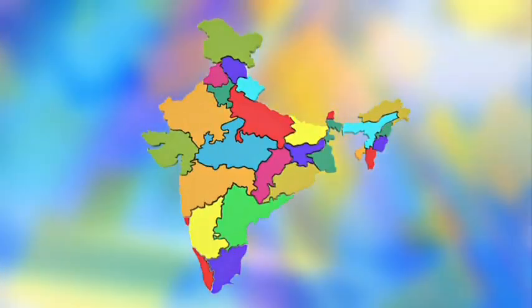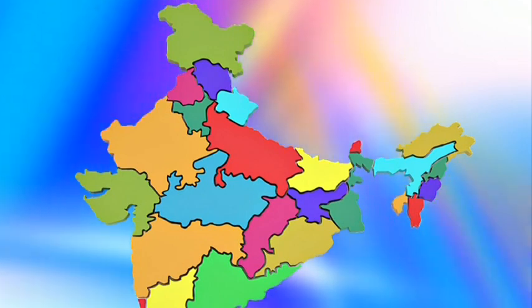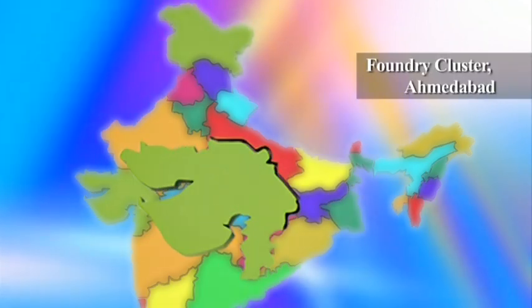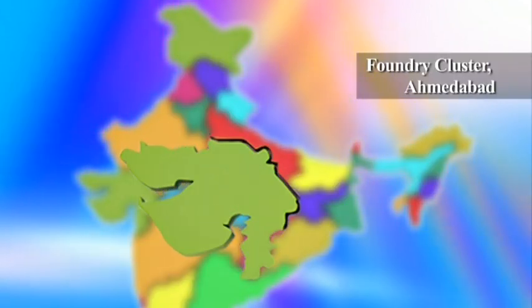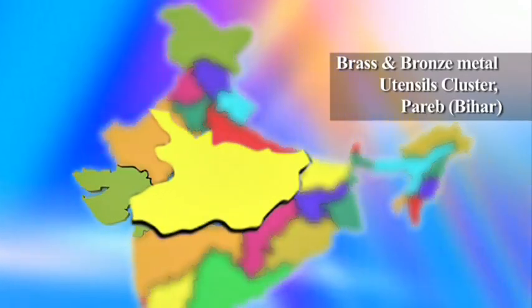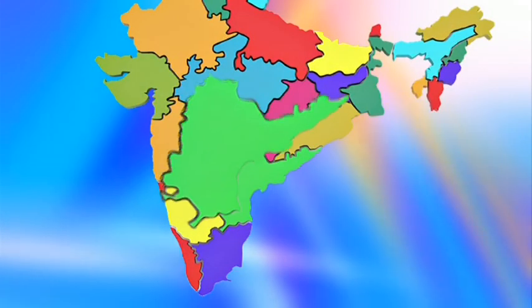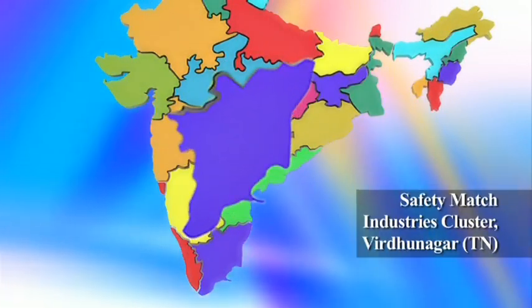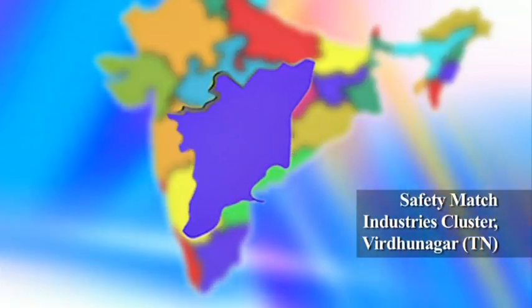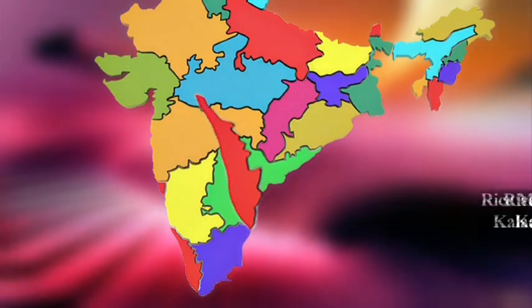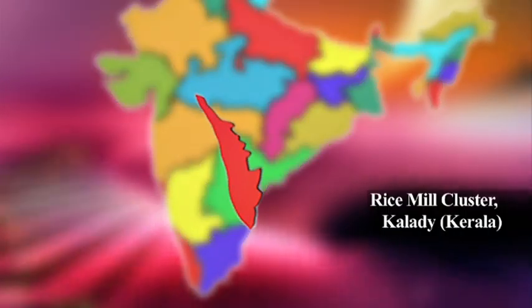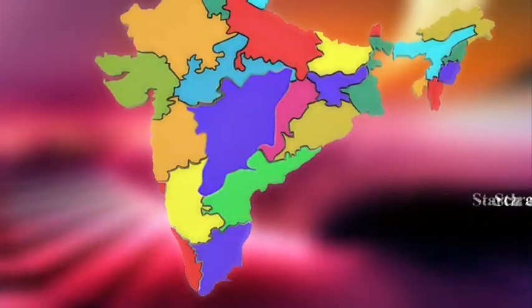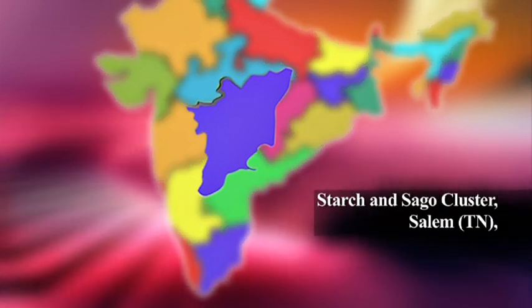Some of the clusters contributing immensely in the growth of Indian economy are Foundry Cluster, Ahmedabad, Gujarat; Brass and Bronze Metal Utensils Cluster, Pare, Bihar; Imitation Jewelry Industry Cluster, Machilipattanam, Andhra Pradesh; Safety Match Industries Cluster, Virudhunagar, Tamil Nadu; Rice Mill Cluster, Kaladi, Kerala; Starch and Sago Cluster, Salem, Tamil Nadu.